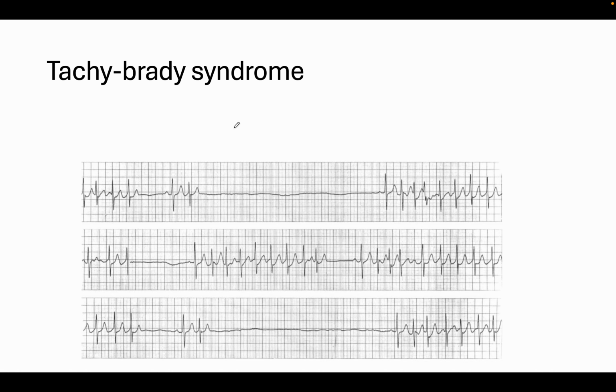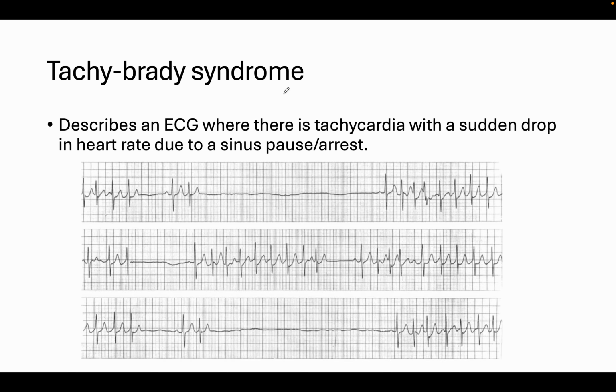One more thing to be aware of is something called tachybrady syndrome. This describes an ECG where there is a tachycardia. We can see that this is a sinus tachycardia, with some SVEs. If you don't know what an SVE is, look at the supraventricular arrhythmia video. Then you get a sudden drop in rate, a sudden bradycardia. If you get a tachycardia followed by a bradycardia, we call that tachybrady syndrome. That bradycardia can be due to a sinus arrest or a sinus pause. So that's just a specific name for a specific ECG finding where you see a tachycardia followed by a bradycardia.